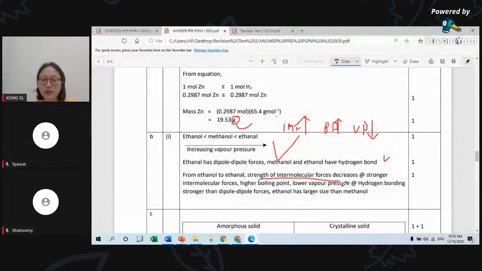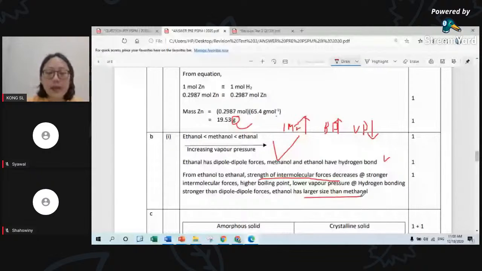Why is ethanol higher? For this one you have to mention molecular size. Molecular size over here is related to dipole-dipole forces. So you mention that ethanol has a larger size compared to methanol, so it has stronger dipole-dipole forces. Okay, settle.